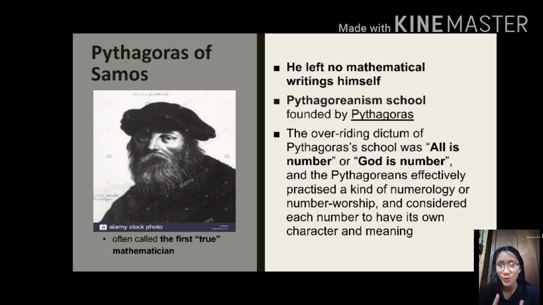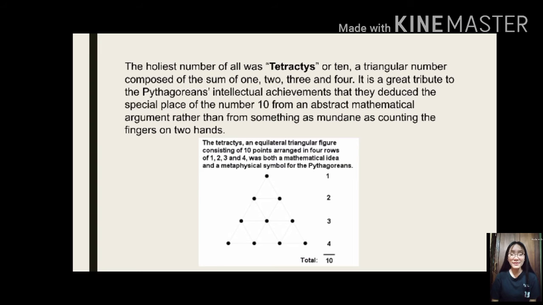They considered each number to have its own character and meaning. For example, we have number 1. Number 1 was the generator of all numbers. 2 represents opinion, 3 harmony, 4 justice, 5 marriage, and 6 creation. 7 represents the 7 planets, or the wandering stars, and so on. But the holiest number for them was the tetractys. They believed that odd numbers are female and even numbers are male.